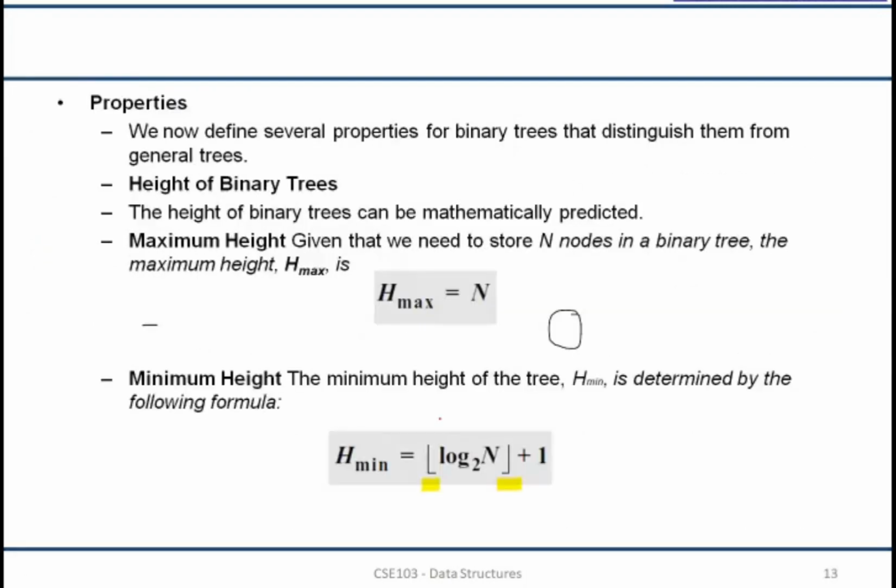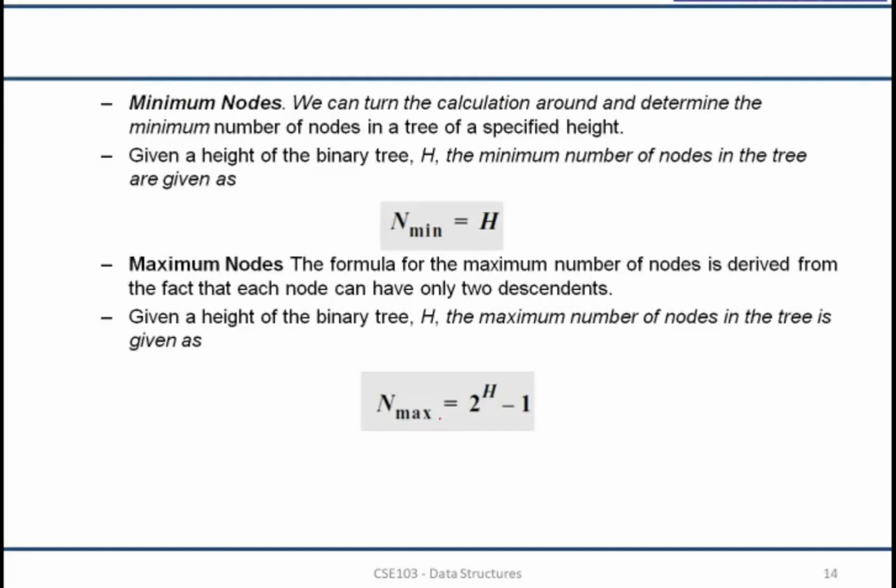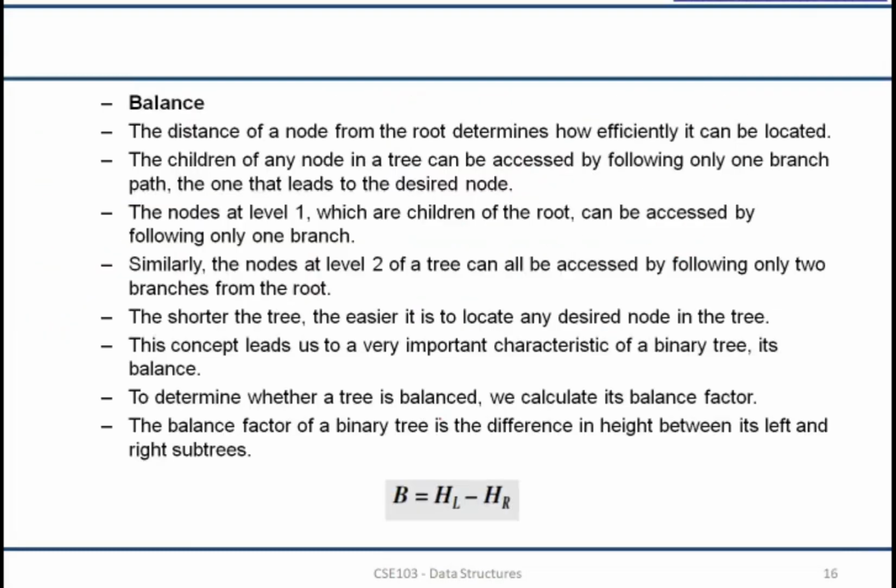In the previous property we calculated h max and h min. Here we are calculating n min and n max. If height is given, then how many nodes can we insert in that binary tree, the minimum and maximum number of nodes. The next property is balance.